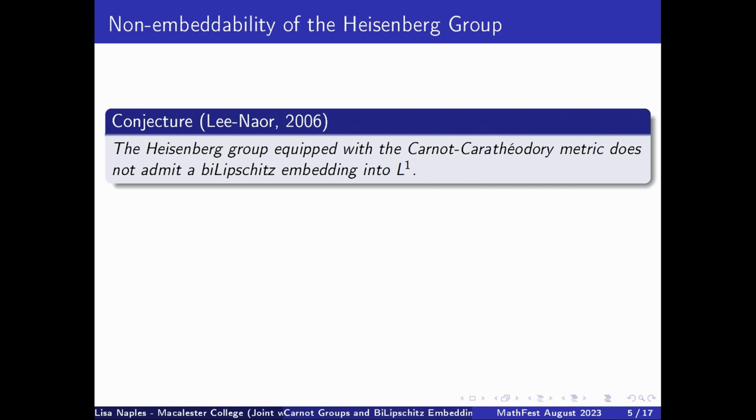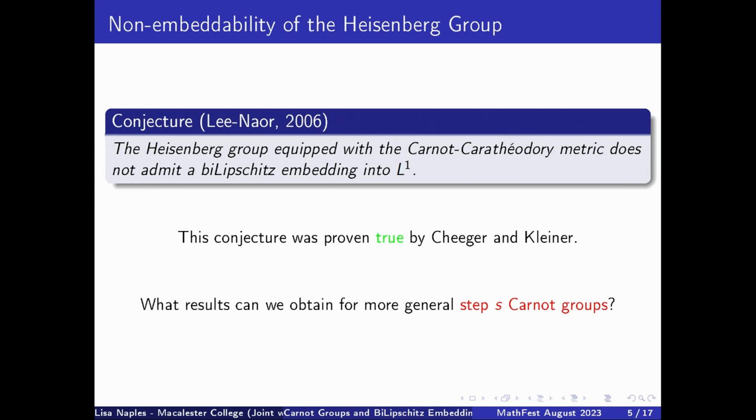Okay. So it was a conjecture by Lee and Naor that the Heisenberg group equipped with the Carnot-Carathéodory metric does not admit a bilipschitz embedding into L1. And in fact, this conjecture was proven true by Cheeger and Kleiner. And so this led to the question, what results can we obtain from more general step S Carnot groups? So when we complicate our group, can we still prove the same result? Okay. And in order to answer this question, I'm going to need to define a few more things.